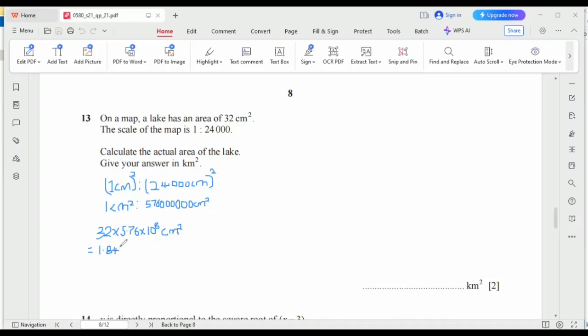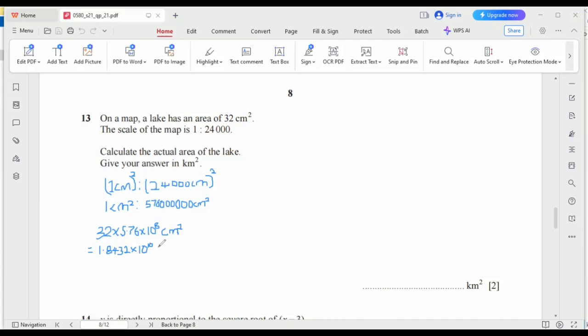1.843 times 10 to the power of 10 cm squared.